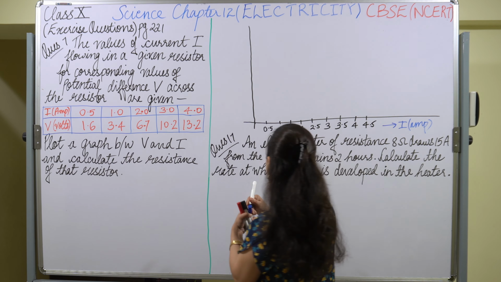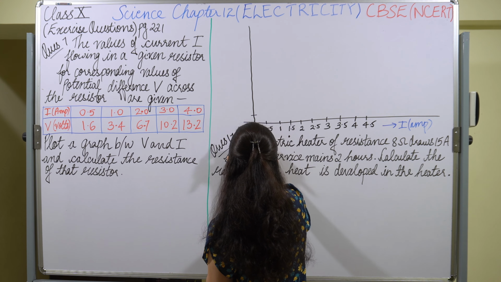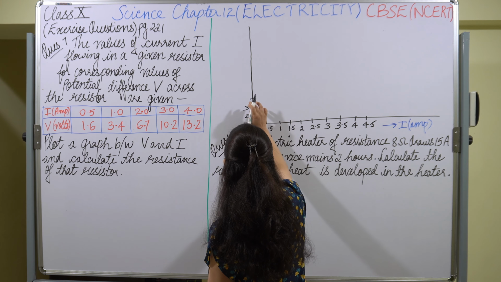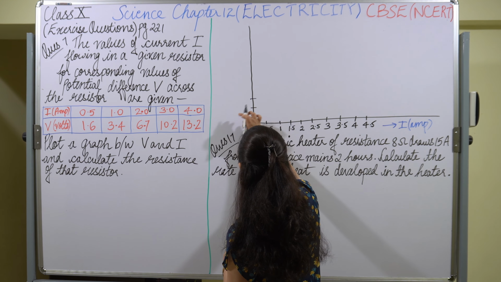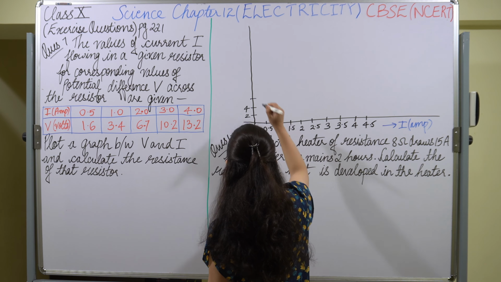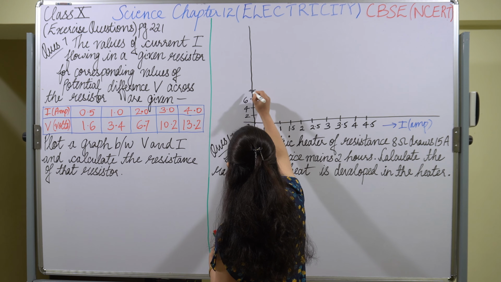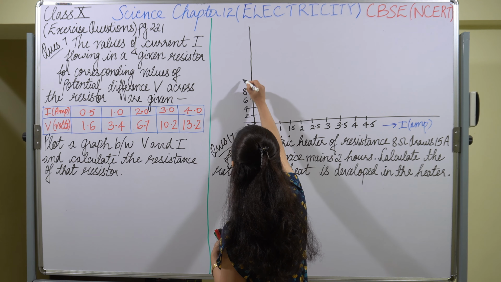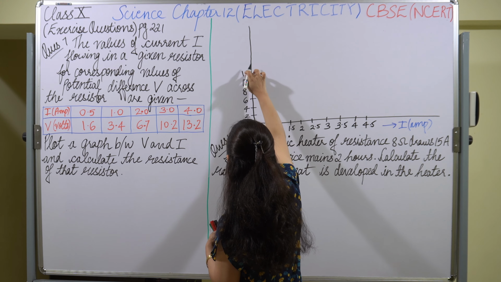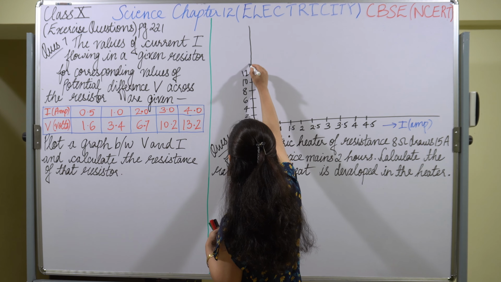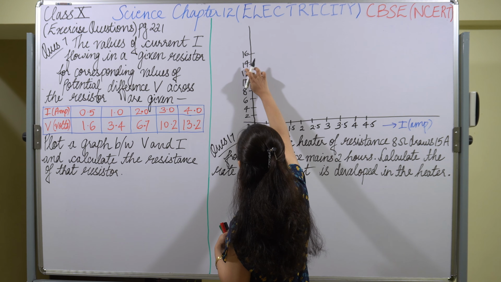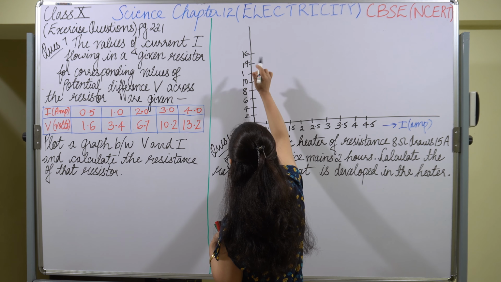On the y-axis we are taking our voltages, with a gap of 2. So 0 is here, then 2, 4, 6, 8, 10, 12, 14, 16.